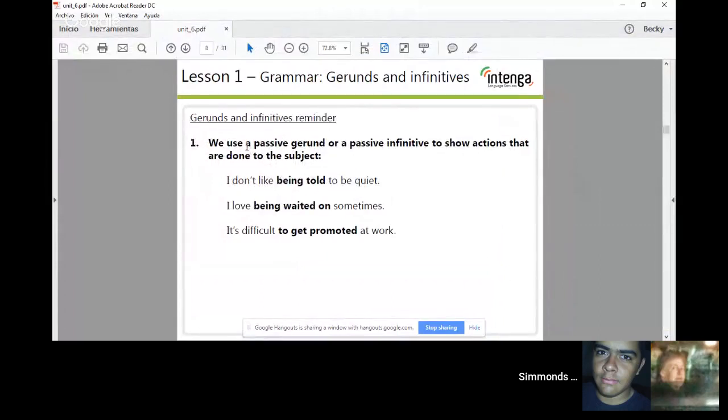We use a passive gerund or passive infinitive to show actions that are done to the subject. I don't like being told to be quiet. I love being waited on sometimes, and it's difficult to get promoted at work. Okay, so these are super advanced. All right, so passives. I know what a passive is, but can one of you two remind us what a passive is and its function?